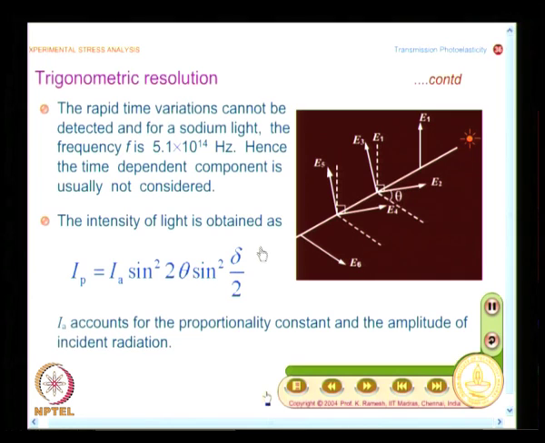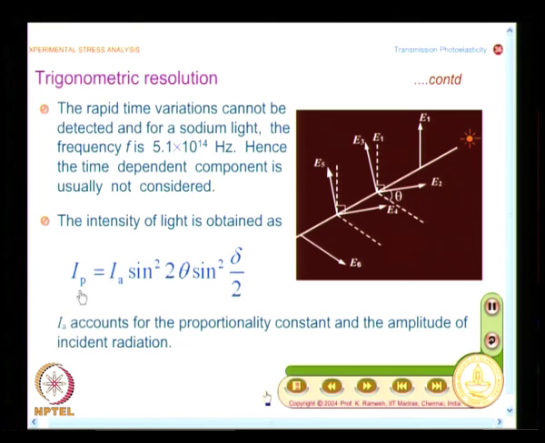So, with very simple mathematics, we have been able to find out the intensity of light transmitted in a plane polariscope when a model is kept loaded. And we have said this intensity is proportional to the square of the amplitude. Whatever we have put as IA accounts for the proportionality constant and the amplitude of incident radiation.